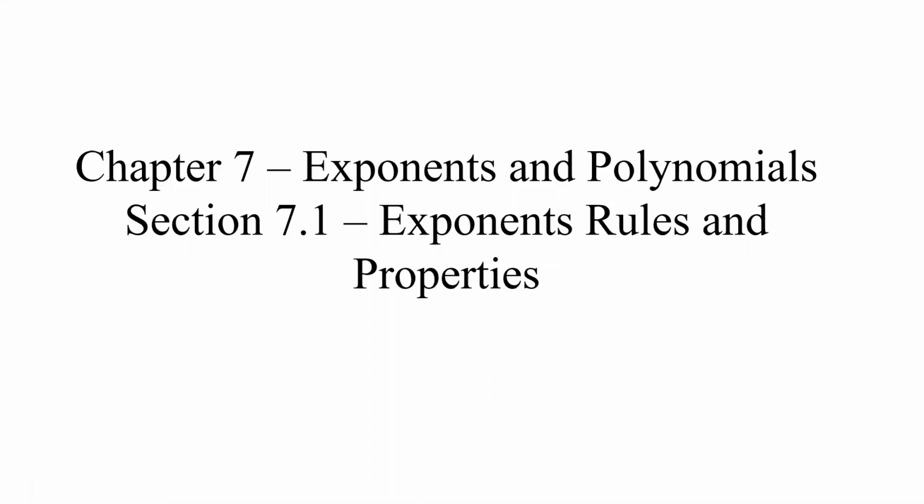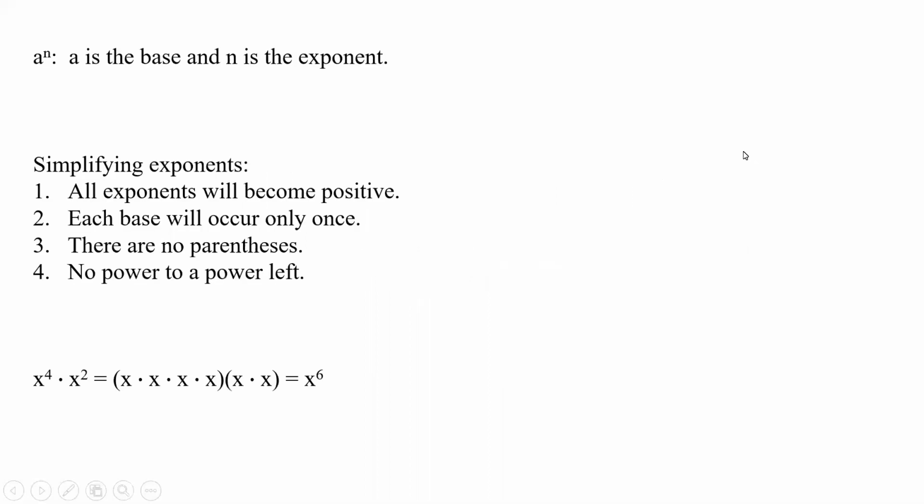Okay, we're going to start Chapter 7, Exponents and Polynomials. So first up is 7.1 on exponent rules and properties. If we have an exponent, a to the n, a is going to be our base, and n is going to be our exponent.